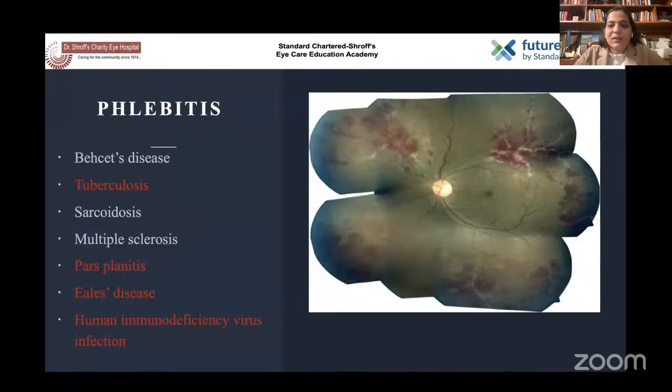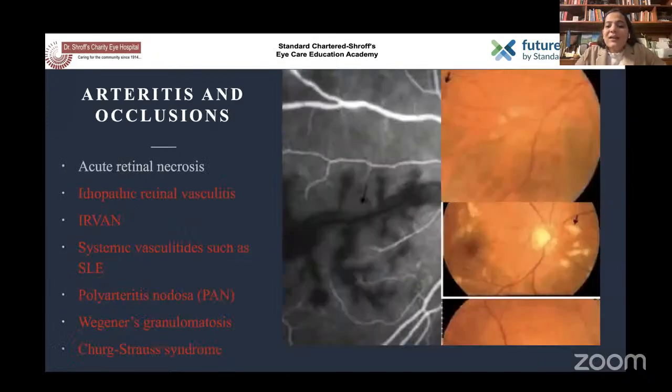An easy way to learn is that most of the infectious diseases would cause periphlebitis. This is just an easy tip to learn. This is not a generalized statement that I'm making. Mostly the infections like TB or Eales disease, HIV would cause periphlebitis. Apart from that, Behçet's disease, which is one of the major causes of retinal vasculitis, or sarcoidosis, is also in this periphlebitis category. Second is arteritis.